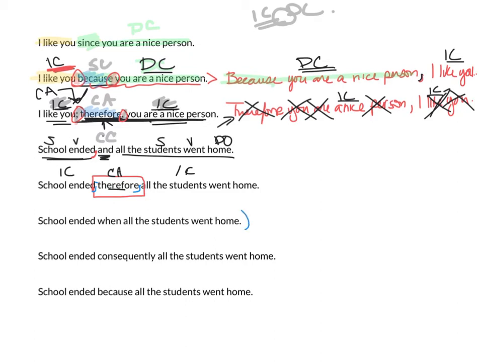How about this? How would you punctuate this sentence? First trick, I would find my conjunction. There it is. My next question is, can it flip-flop? School ended when all the students went home. When all the students went home, school ended. Yes, it flip-flops. If it flip-flops, that means this is a subordinating conjunction. So you've got a dependent clause, and that's your independent.